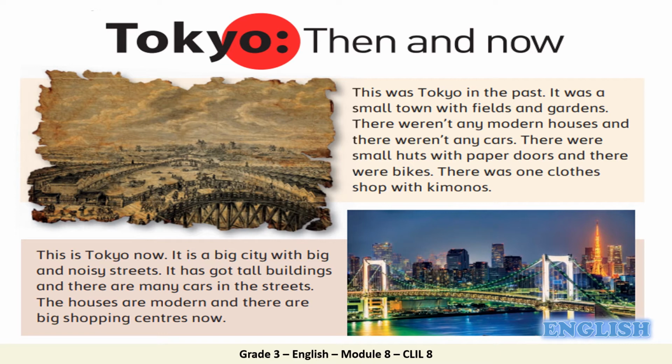Tokyo, then and now. This was Tokyo in the past. It was a small town with fields and gardens. There weren't any modern houses, and there weren't any cars. There were small huts with paper doors, and there were bikes. There was one clothes shop with kimonos.